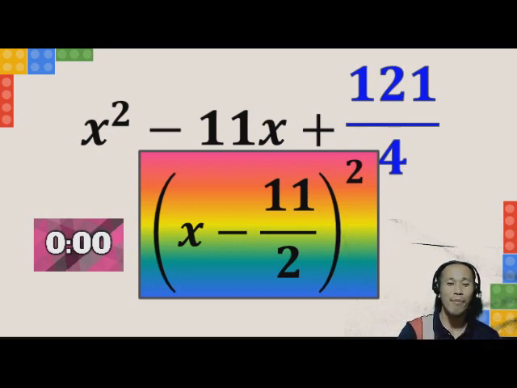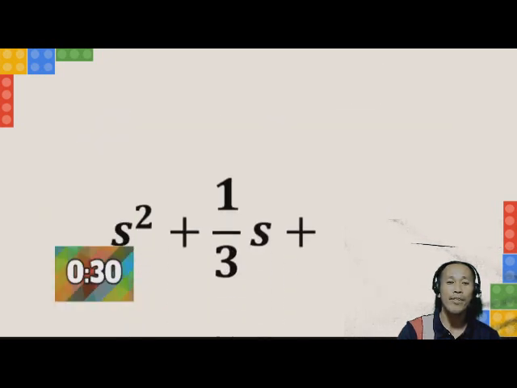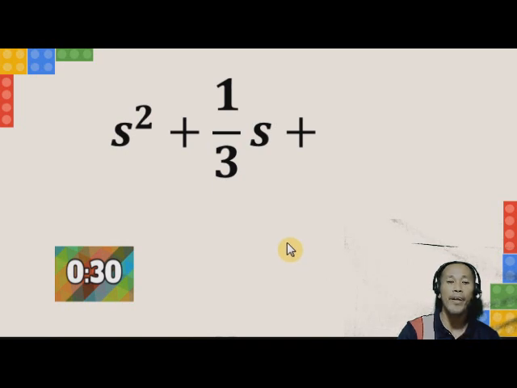Let's proceed now to the fourth one. How about if the middle term is a fraction? So here we have s squared plus 1/3 s plus blank. So how are we going to get the half of a fraction? You are going to remember that in dividing fractions, you must get the reciprocal. Okay, timer starts now.